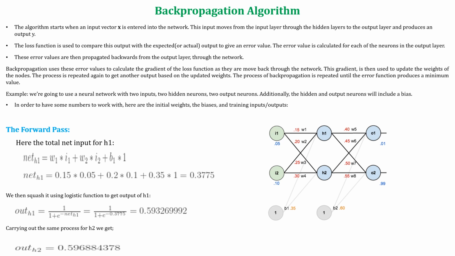In the case of forward propagation, it makes a linear sum of inputs, biases and weights, and then squashes it using the logistic function, which transforms the values for the next layer into a range of 0 to 1. This is how the forward pass takes place in a multilayer perceptron.